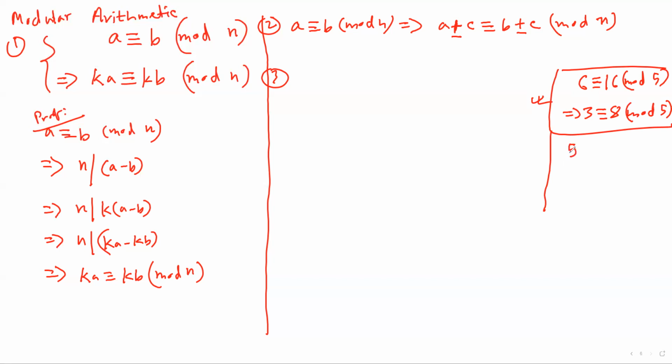For example, 24 is congruent to 16 modulo 4.